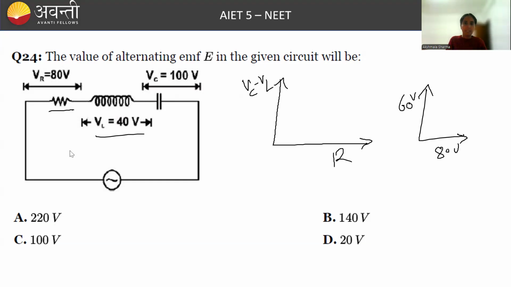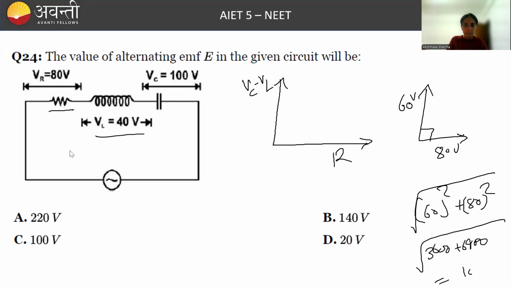So 60 volt and 80 volt, if we add vectorially at 90 degrees, this will become 60 squared plus 80 squared. So this is 3600 plus 6400. So this is basically 100 squared, because 64 plus 36 will be 100. So 100 into 100, outside 100.